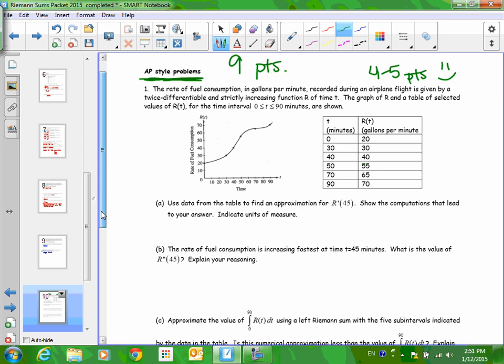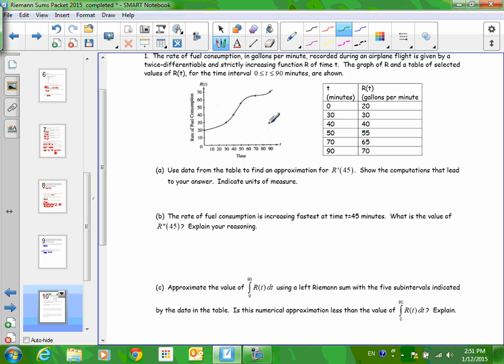So the first thing they tell us to do is to use the data from the table to find an approximation for r prime of 45. So this is what we're going to write: r prime of 45 approximately equals. The most important thing in a problem is that you understand what it is you're even looking for.